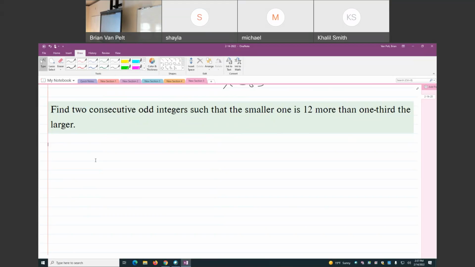When you have it, let me know. I'll come by and show you. Think you got it? Smaller one is 12 more than one.